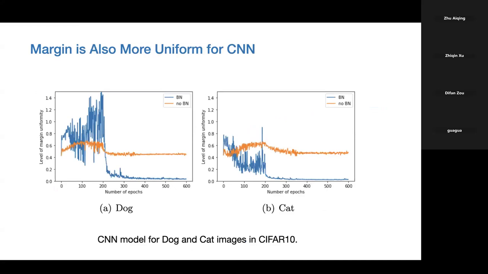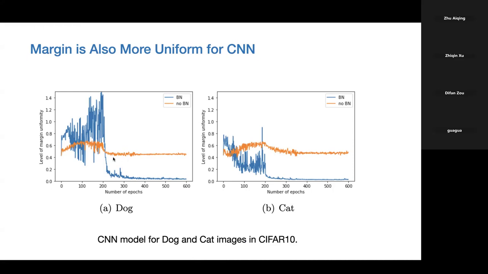And we can also do some validation for the CNN model. Here the uniformity is just some variance calculation, and a smaller variance means better uniformity. Here we consider the training for a binary classification using data drawn from the CIFAR10 dataset, and we characterize the margin uniformity for the different classes of data.